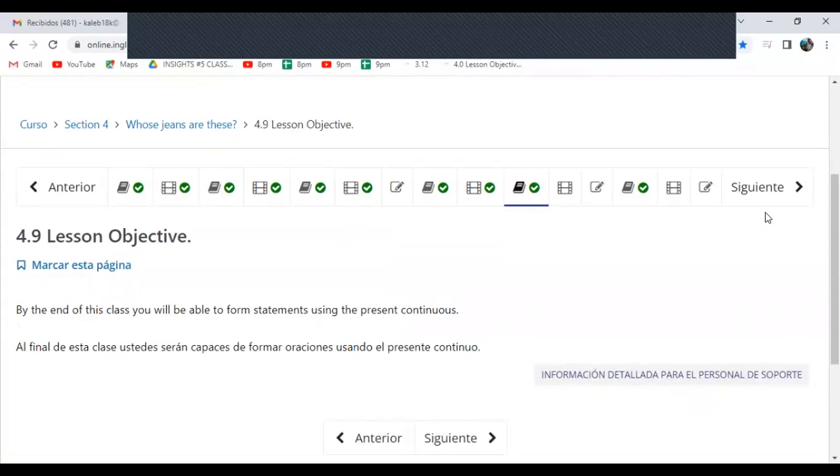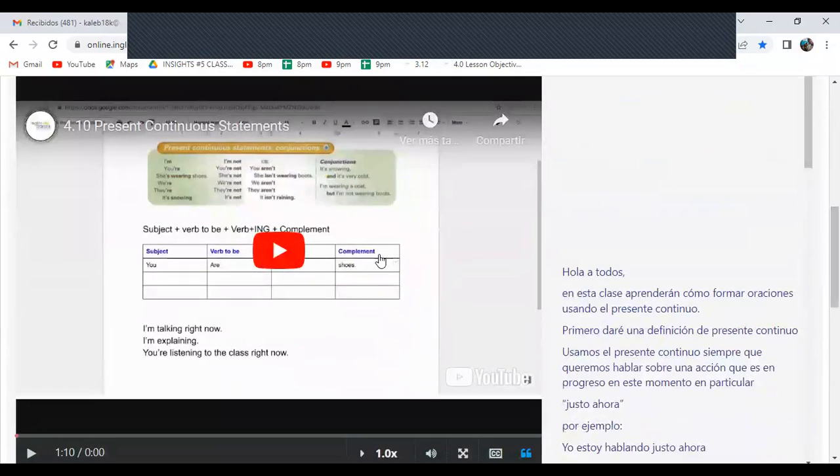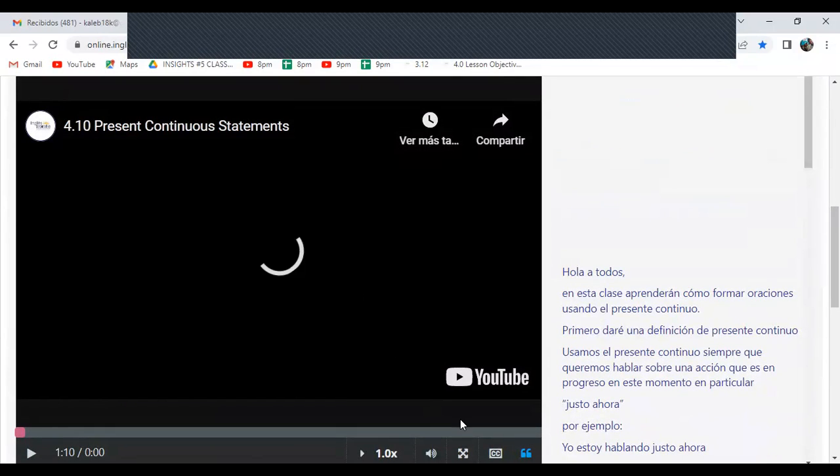Okay. In lesson 4.9, we have a new objective. It says statements using the present continuous. Remember, we're using the present continuous for actions that are happening right now. Let's pay attention to this video.